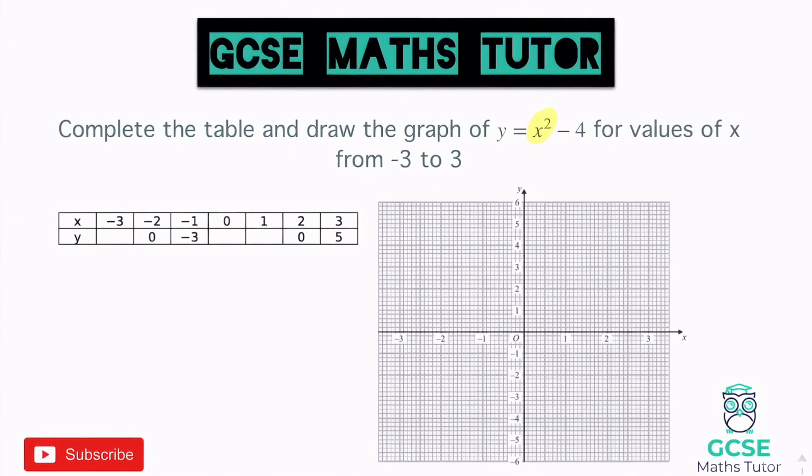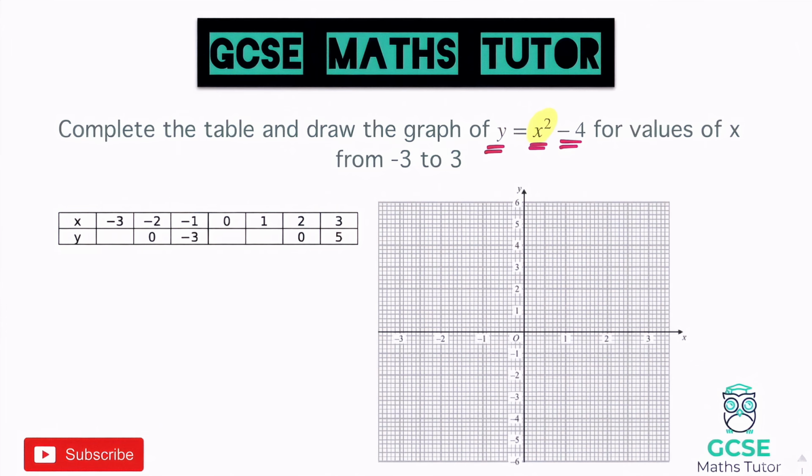So for this one here, we've got y is equal to x squared take away 4. Now that obviously means just to find the y coordinate, we square the x coordinate and then take away 4. So it's hopefully quite nice and simple. We're going to have a look at a trickier one after this, where you've just got to be careful with how you actually go about doing this.